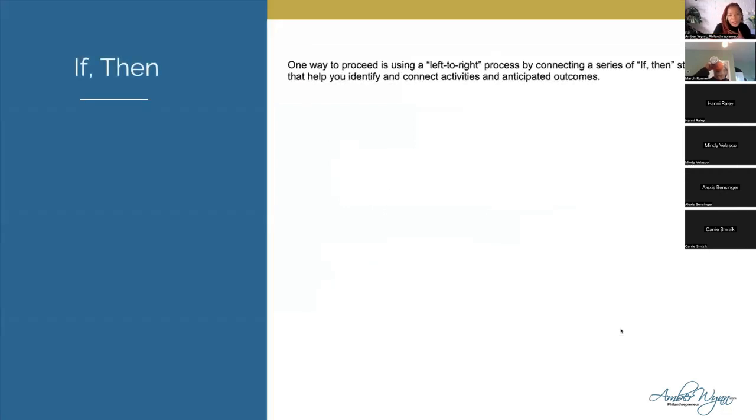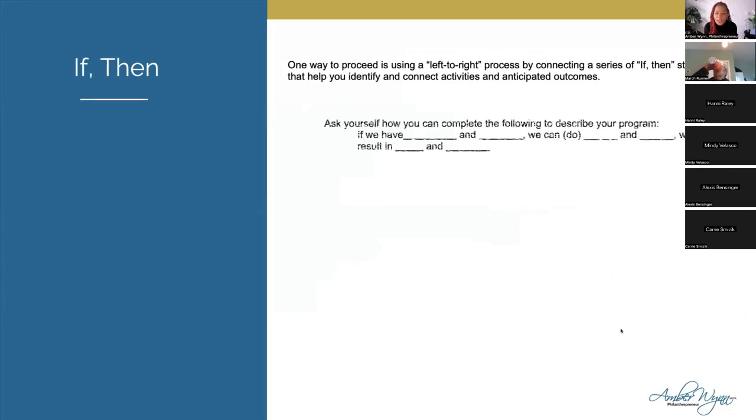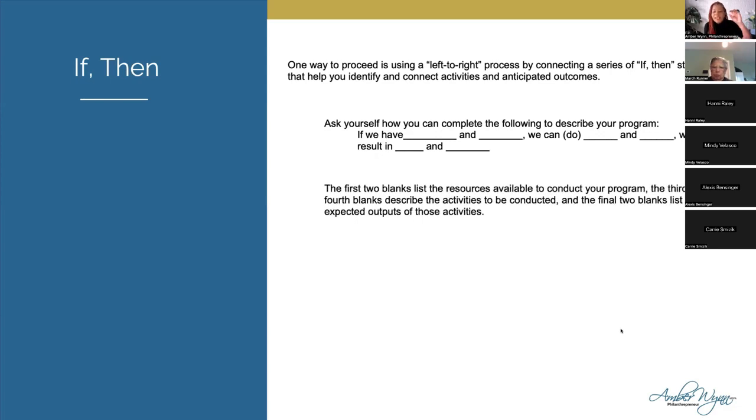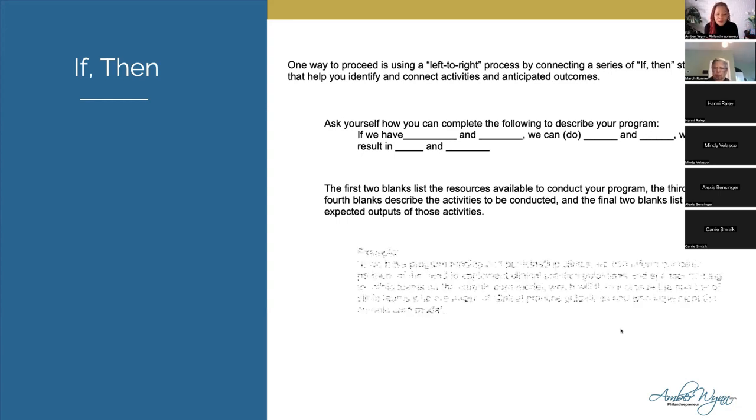So let me give you an example. When we say if then, it would look like this. You'd ask yourself, how can you complete the following sentence to describe your program? If we have blank and blank, then we can do blank and blank, which will then result in blank and blank. The first two blanks list the resources, the third and fourth blanks describe the activities, and the final two blanks describe the outputs of those activities.